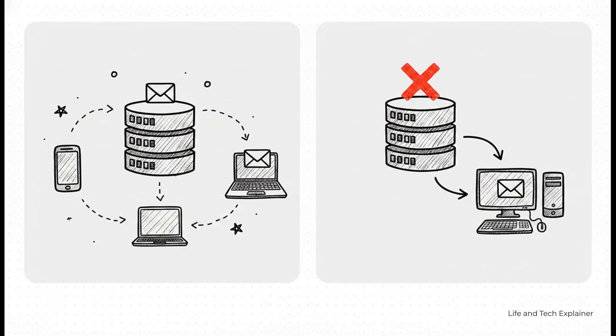It acts sort of like a window, leaving a master copy on the server so it can effortlessly sync your read status across your phone, your tablet, and your laptop. Then there's the older POP3 method, which pulls the email down completely to one single device and just deletes the original from the server entirely.